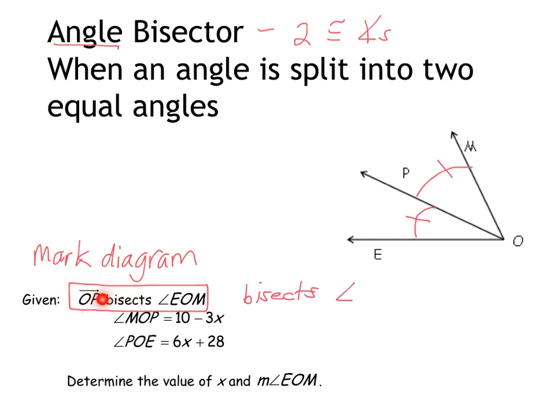See how it says bisects and then there's an angle symbol? Bisects an angle means you're going to have two congruent angles, which means we have an angle bisector. Don't let this ray confuse you. This ray was placed in such a way to cut this angle into two equal parts.